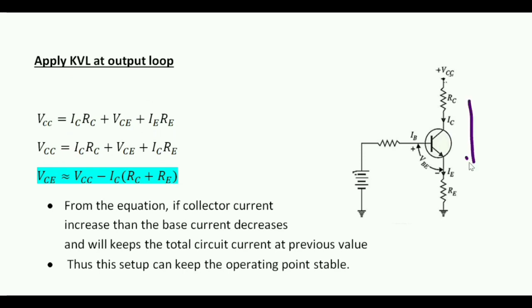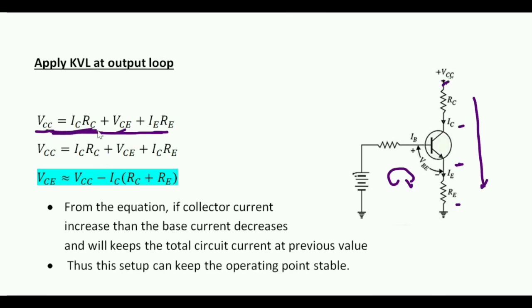This is the output loop of a CE mode voltage divider bias circuit. If we write the KVL equation, then VCC, that is the total voltage supplied, is equal to IC RC, that is the voltage drop across the collector resistor, plus VCE, that is the collector to emitter voltage, plus IE RE, that is the voltage drop across the emitter resistor. This is the complete KVL equation of the output loop of the voltage divider.